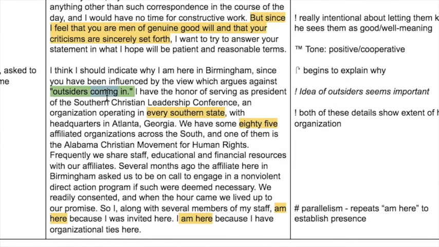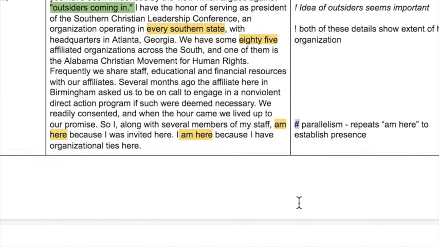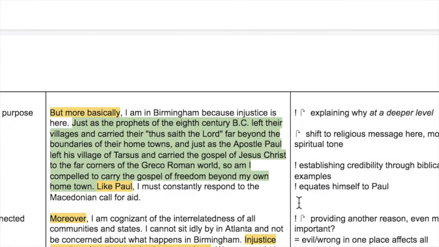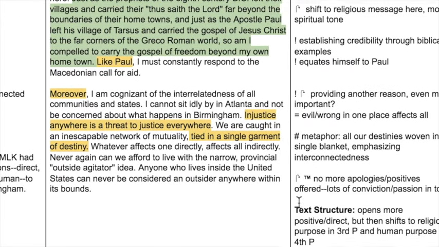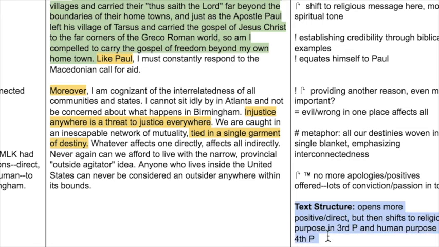I've highlighted this in a different color because I saw it the second time around, not the first time. I've got a hashtag here for figurative language. So you're going through on the right-hand side and you are annotating, and then you end with something we call text structure. What is the structure of this text? Not the summary, but how is it organized?